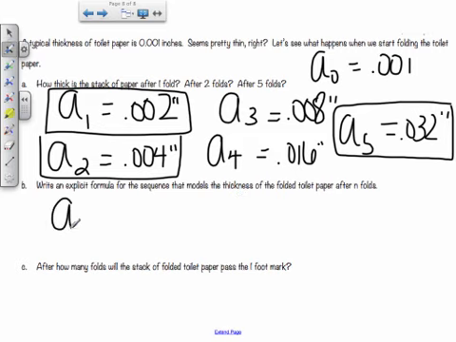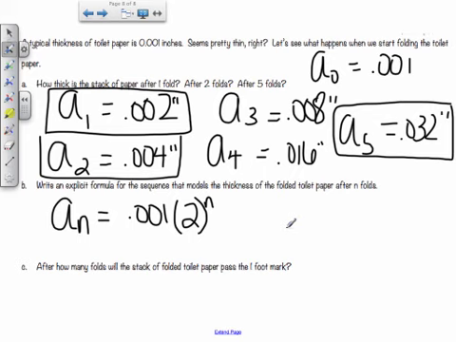We know that it's going to be a sub n equals the initial amount, which is 0.001, times r, which is 2, because it's doubling, to the nth power. And that should make sense to you, because right here, a sub 2, we did 0.001 times 2 squared. All right, so this is our explicit formula.